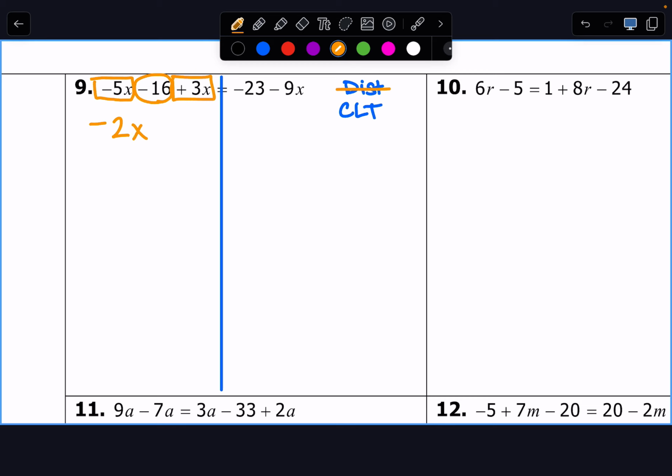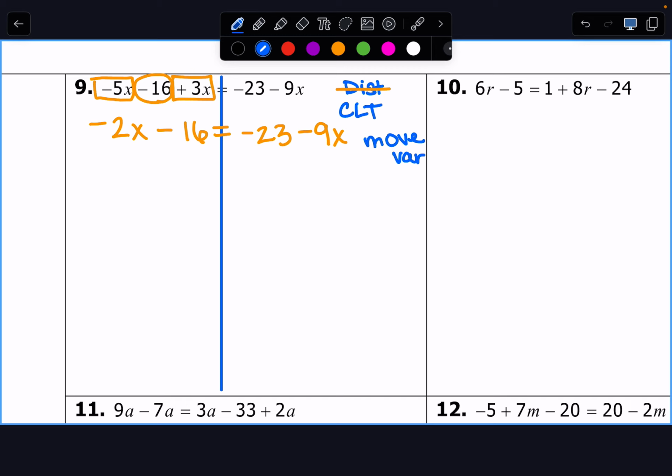So we have negative 2x minus 16 equals negative 23 minus 9x. Why is that? Why am I a liar? Okay, so now I've combined like terms. Okay, do we have variables on both sides? Nah. So we're going to have to move our variable.